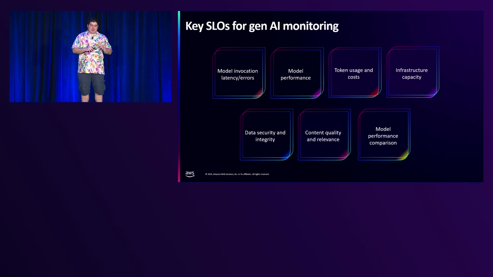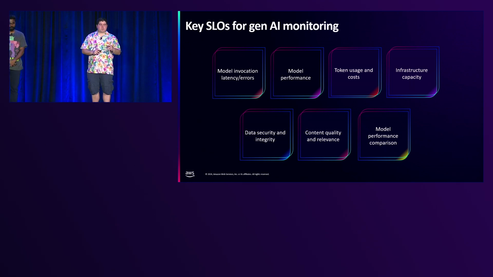And then the bottom ones here: data security and integrity, and then content quality and relevance. So we need to make sure we're giving quality and relevant answers to our prompts. And then of course the last one, model performance comparison. Especially with something like Bedrock, where you're able to choose many different models and set different parameters on those models, that gives you the ability to be pretty selective in what you're getting, and that can also pay off pretty well in terms of model performance. Getting the right model for the right job can actually be quite a cost saver.